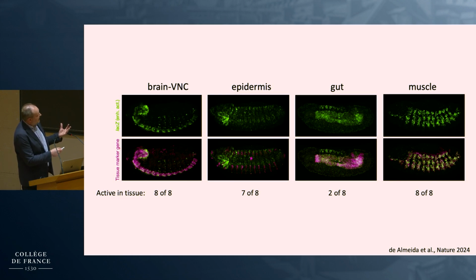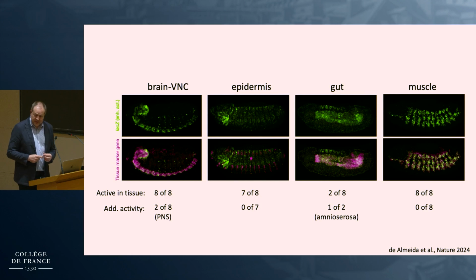So we had 8 out of the 8 enhancers worked for the CNS, 7 out of the 8 for the epidermis. In gut, it was much lower, as expected, at 2 out of 8, but in muscle, actually much better than expected, again, at 8 out of 8. And most of the enhancers were also specific to the respective tissue.